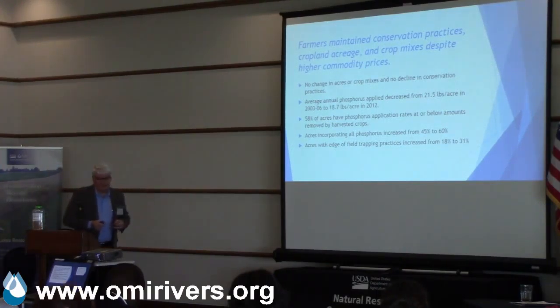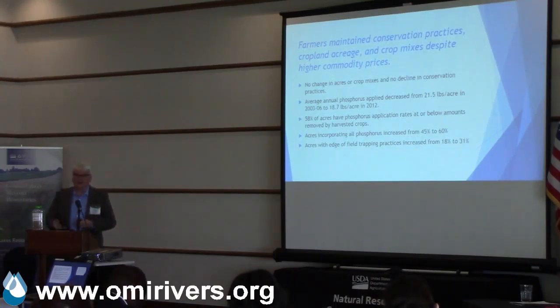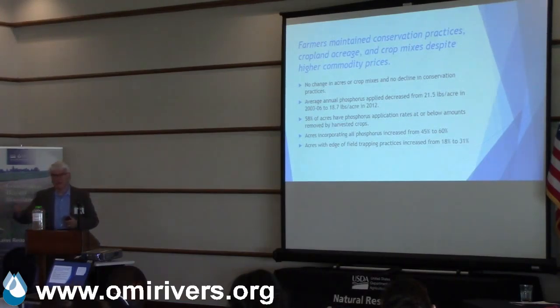Interestingly, 58% of the acres are applying an amount that is at the removal rate for the crop they're harvesting or below, which means farmers were beginning to mine phosphorus that they recognized was in excess in their system for this cycle. So that's another good indication that they weren't loading up and having more. Of course, there's 42% that are above that, but 58% were at removal or below.